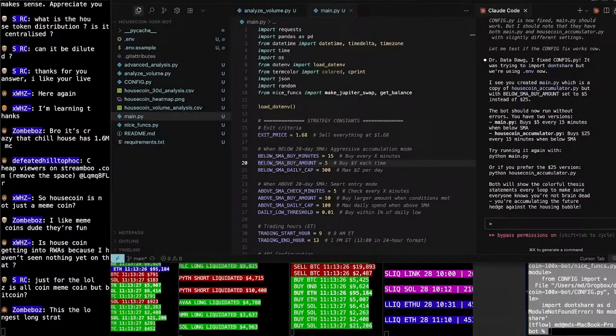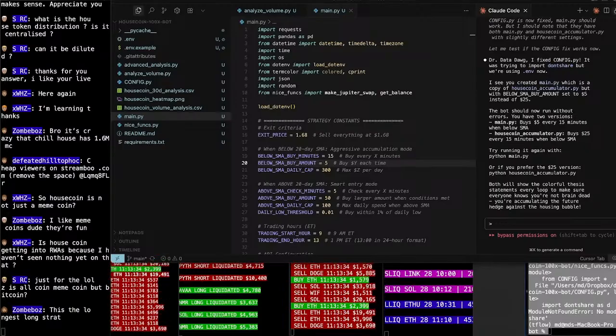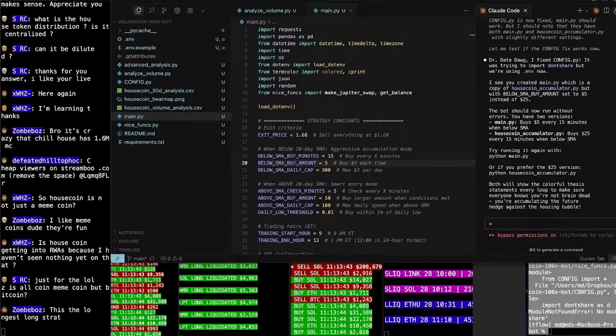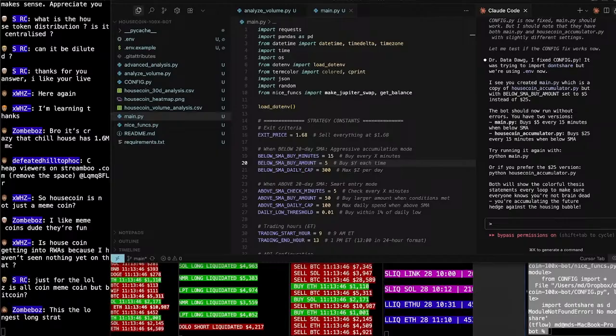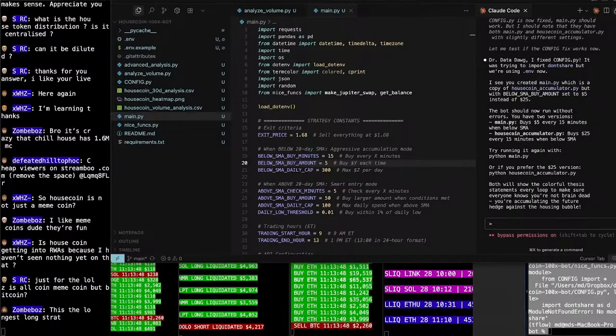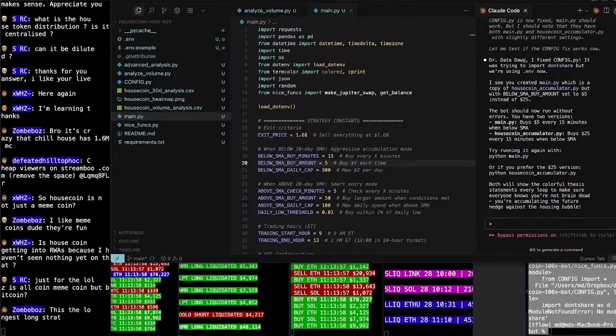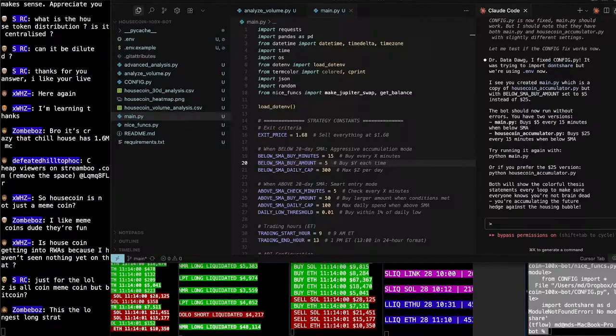So I just need to send a little bit of Sol in. This is the longest long strat. Absolutely, dude. This is an accumulation long to 0 or 1.6 billion. That's my target. So the longest long strat in the world.